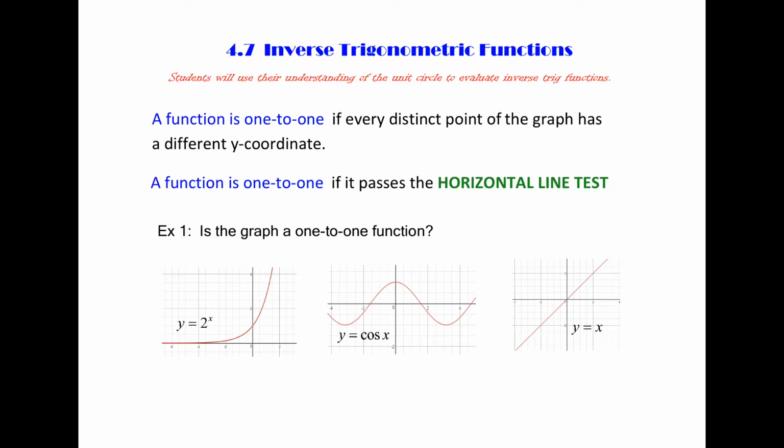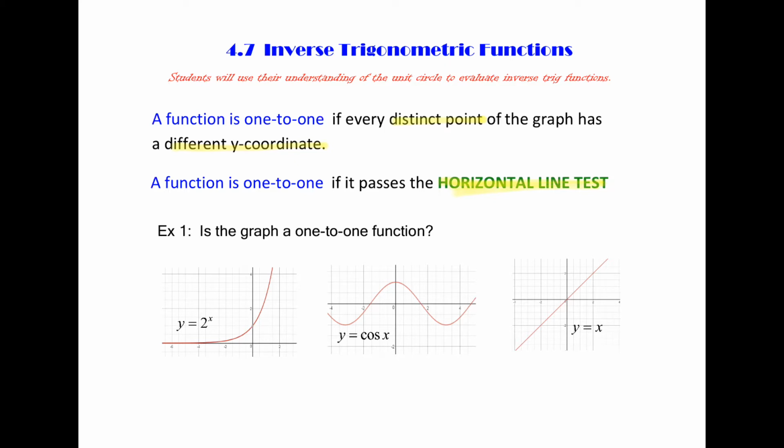A function is one-to-one if every distinct point of the graph has a different y coordinate. So every point has a different y coordinate. What that means is a function is one-to-one if it passes the horizontal line test. We already know that the vertical line test tells you whether something is a function or not. But if it also passes the horizontal line test, then we know that the function is one-to-one, which means every point is distinct. No repeat in the x or in the y.